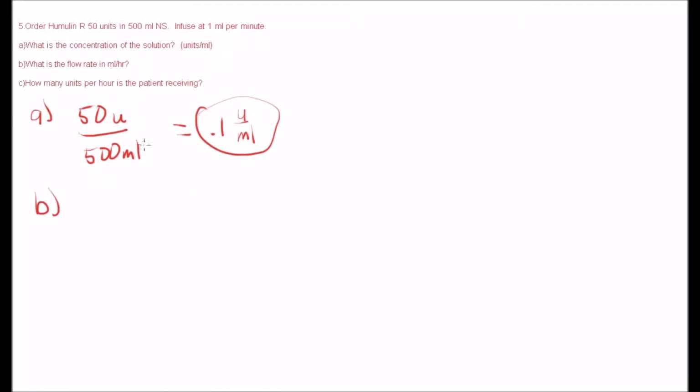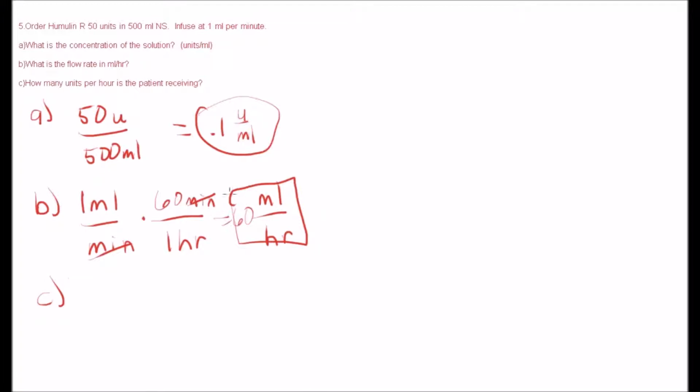And B, we want to know the flow rate in milliliters per hour. So our final answer is going to be milliliters per hour. And we have 1 milliliter per minute. And you can kind of see just by looking at that, the answer is going to be 60. If you have 1 each minute, there's 60 minutes in an hour, you're going to have 60 per hour. But we can also do what we've been doing before. Put 60 minutes over 1 hour, and the minutes cancel, and we get 1 times 60 over 1, so that's 60. So that's the answer to B.